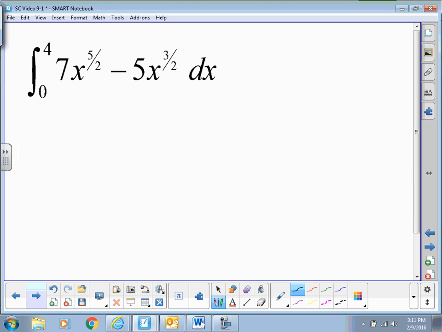Next example, we've got x to the 5/2. So if we go up 1, we'll be at 7/2 now. So we had a 7. If we're dividing by 7/2, we're going to have 2 over 7 out front. We're going to have x to the 5/2 now. Well, we had a minus 5, and now we'll have 2/5 also out front. And then we're going to evaluate that from 0 to 4.